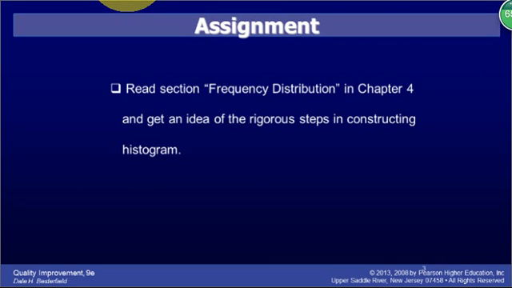Today's assignment is to read the section on Frequency Distribution in Chapter 4 and get an idea of the rigorous steps in constructing a histogram, which is on pages 128 to 130.